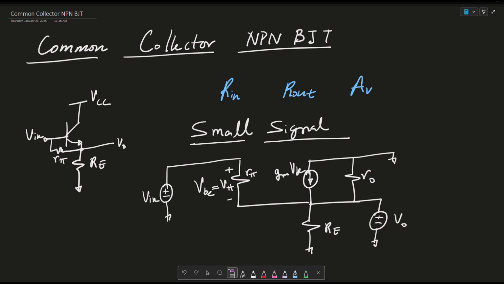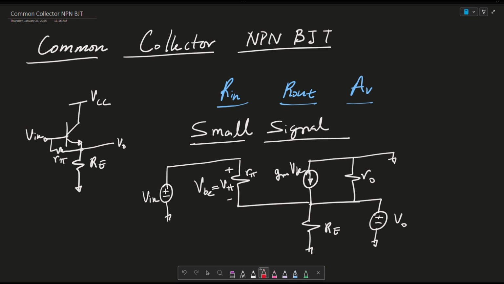My name is Professor Gavala, and today I'm going to be talking to you about the Common Collector NPN BJT. Specifically, we're going to be solving for the input resistance, the output resistance, and the AV gain analysis of the small signal. If you want to pause the video and see if you can solve for these, and then come back to the video and see if you got the right answer, feel free to do so.